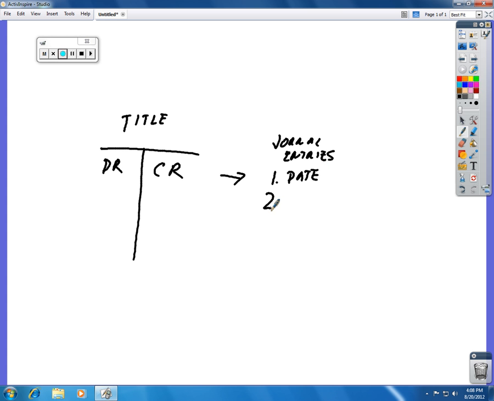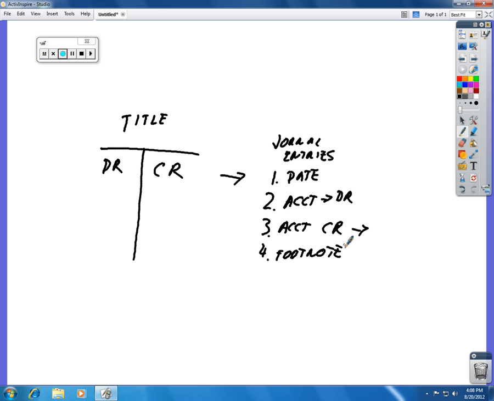The second item is that there must be an account which is debited, and that one must be on the top. Third item is that there must be an account which is credited, and the account that is credited should be under the account that is debited, and it should be indented slightly. Fourth item is that there must be a footnote or an explanation which is centered below the journal entry.